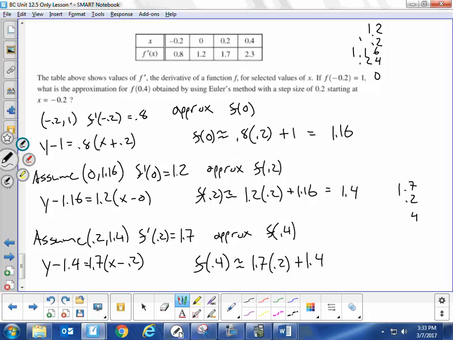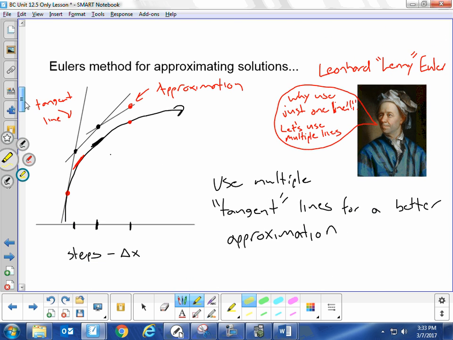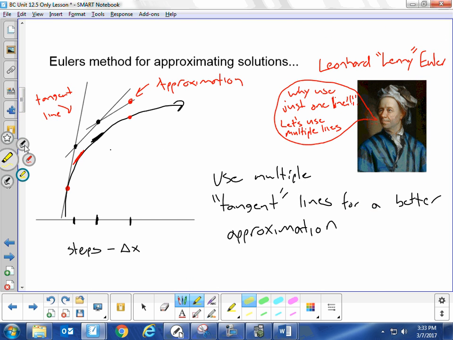1.34 plus 1.4 is 1.74. Anybody else get that? Okay. Euler's method. Just think of old Lenny Euler saying use multiple lines, okay? And you'll be okay.